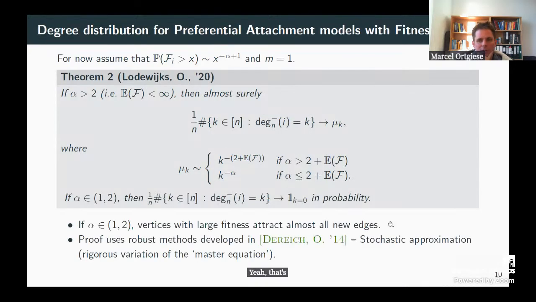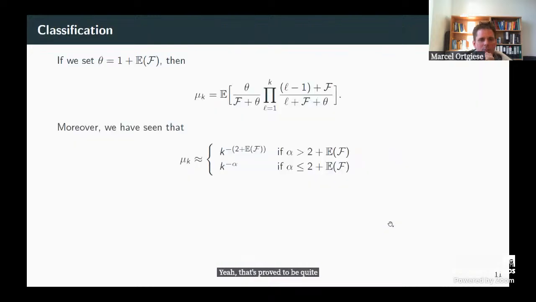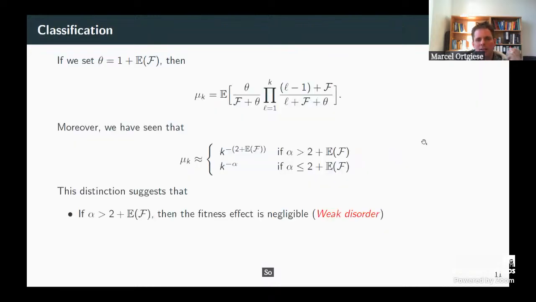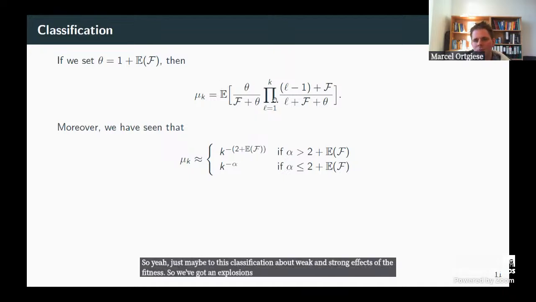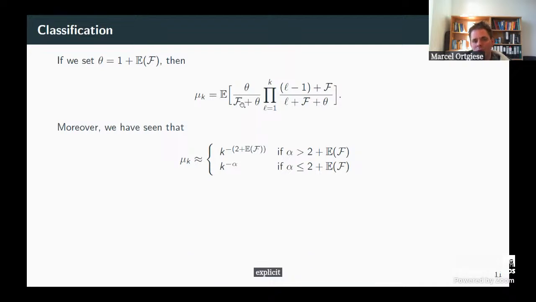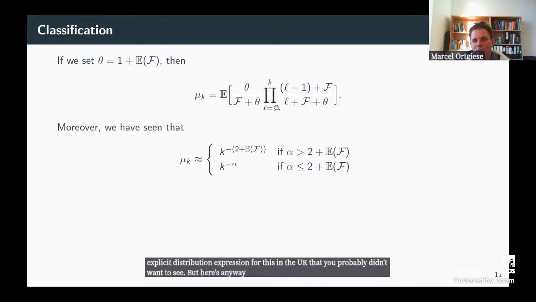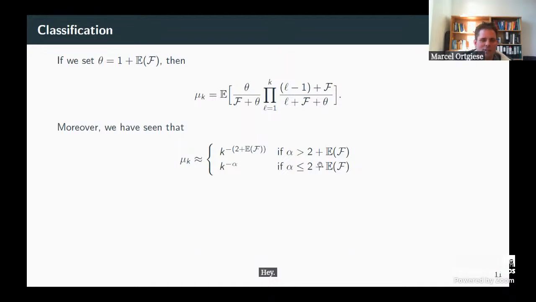That's proved to be quite a good tool in this area. So, just maybe to this classification about weak and strong effects of the fitness. We've got an explicit distribution expression for this mu k that you probably didn't want to see. But here it is anyway, and you can do some Taylor asymptotics of this, some tail analysis, and you get what I said.